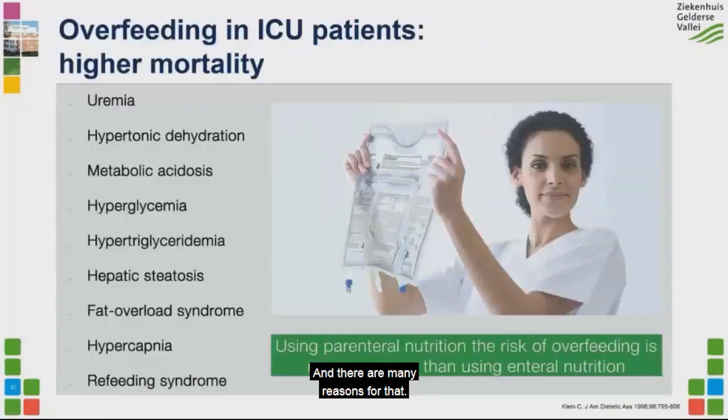And there are many reasons for that. Probably overfeeding is associated with all these side effects you can see in this slide. And there is even a larger risk when you use parenteral nutrition. Of course, the bioavailability of parenteral nutrition is 100%, and there is no possibility for the patient to produce gastric residual volume or to produce diarrhea to counteract overfeeding.